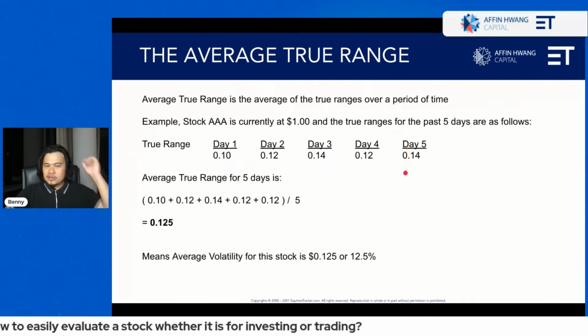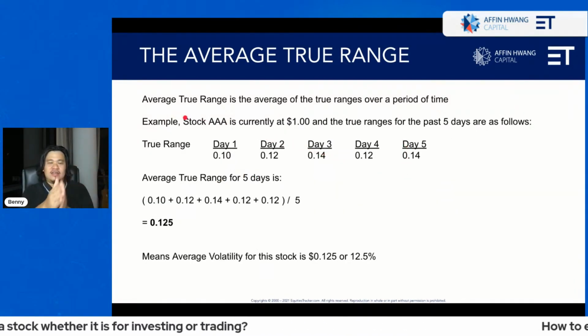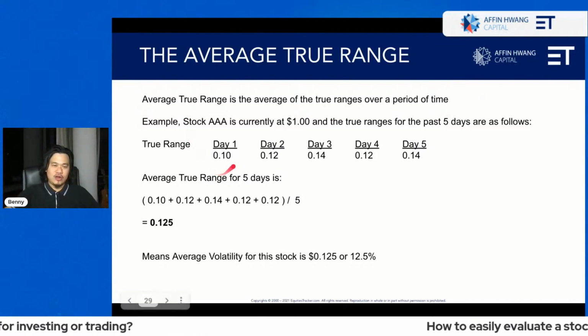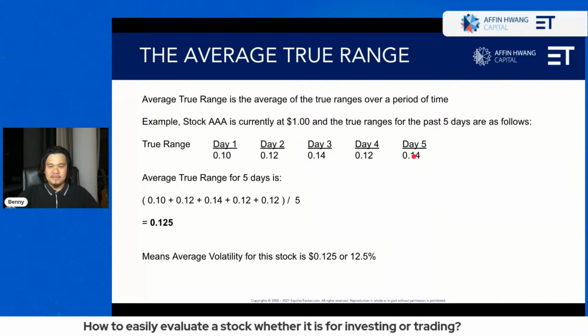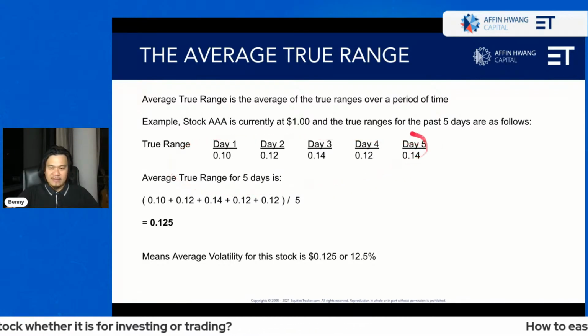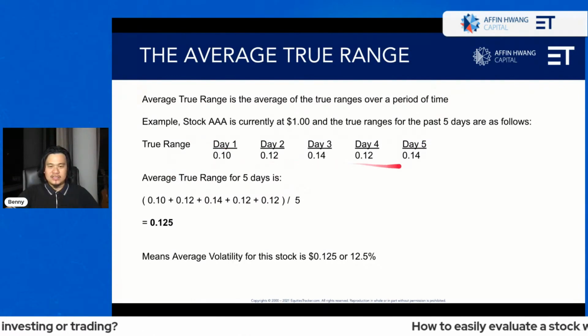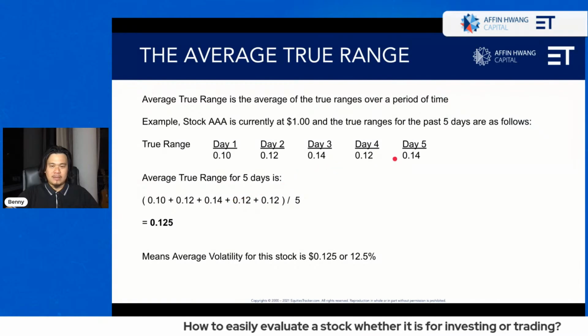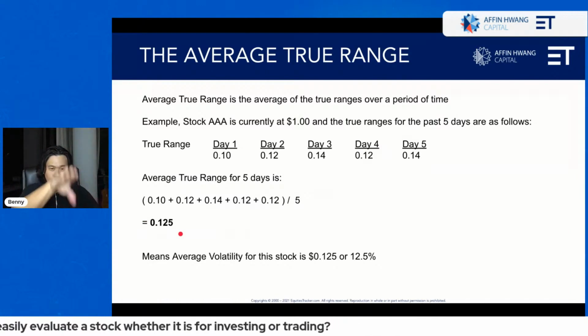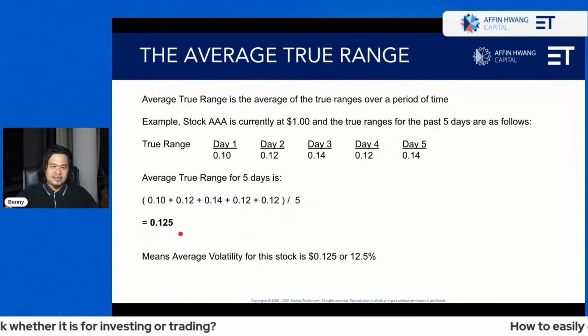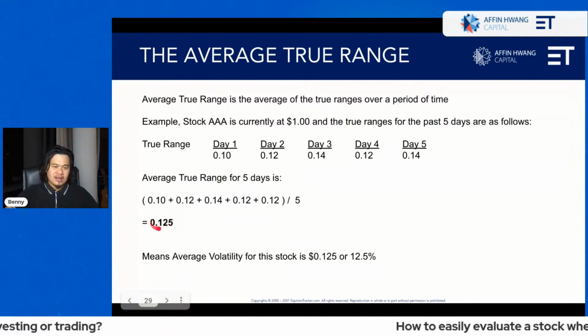Average true range is the average of the true ranges, lah. Let's say the true range for day 1 is 10 cents, day 2 is 12 cents, day 3 is 14 cents, day 4 is 12 cents, day 5 is 14 cents. So the average true range for the 5 days is what? You take all of this data, add them up, 10 plus 12 plus 14 plus 12 plus 14, and divide by 5 days. So the average true range for the past 5 days, in this case, is 12.5 cents.